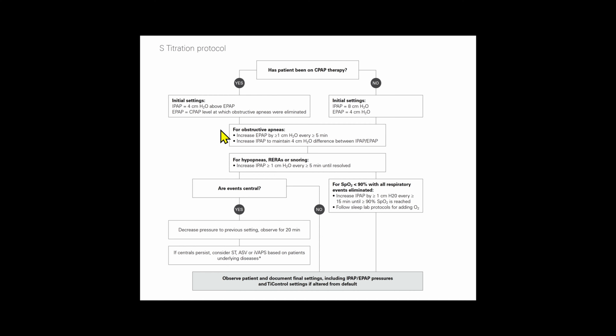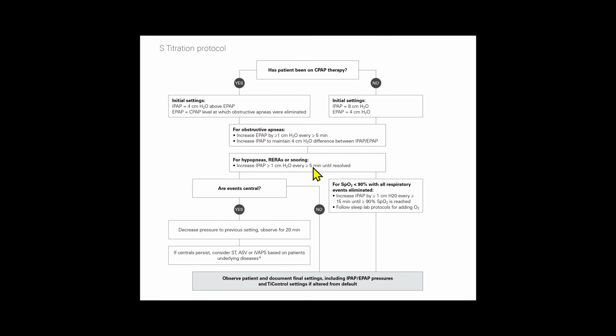Then it says, okay, if you still have obstructive apneas, increase EPAP by 1 centimeter every 5 minutes. Or in your case, if you're doing this at home, increase EPAP by 1 centimeter every night if you're still seeing obstructive apnea. Increase IPAP at the same time to maintain whatever pressure differential you have. Then it says, okay, if obstructive apneas are resolved, then if you still have hypopneas, RERAs, or snoring, increase IPAP by 1 centimeter every 5 minutes or more, or in your case, every night. So if you're on bi-level and you've resolved all the obstructive apneas, but you still have either hypopneas, RERAs, or snoring, then increase IPAP by 1 centimeter every night.